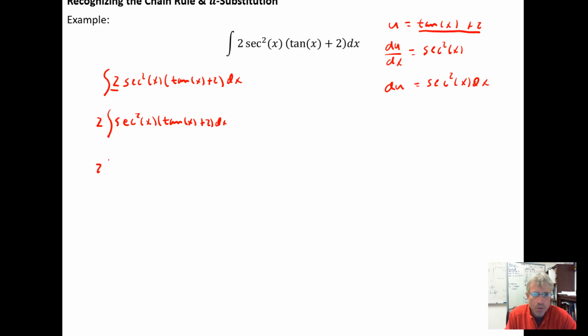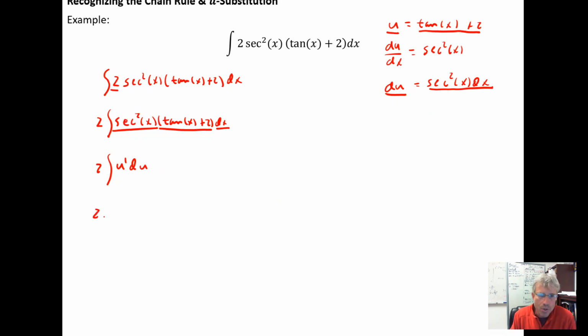the u-substitution. So I'm going to get 2 times the integral, and the tangent of x plus 2, we're going to substitute u for that expression. So replace the tangent of x plus 2 with u, and then the secant squared of x dx is the same as du. And now we have an integral in variable u, and this integral is just a power function, u to the first power, which makes it easy to integrate.